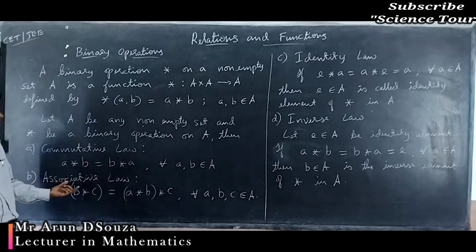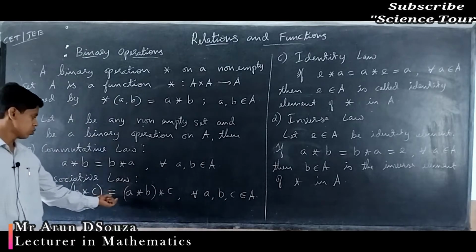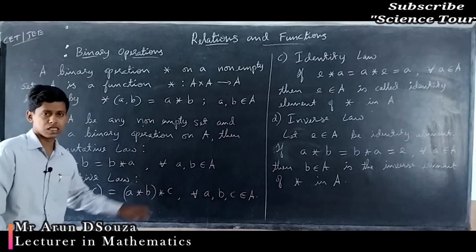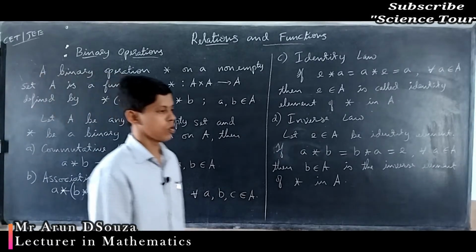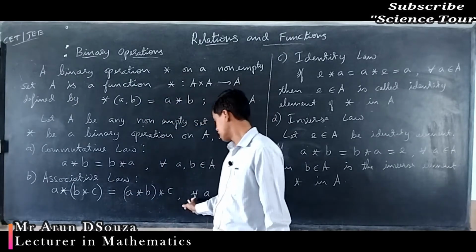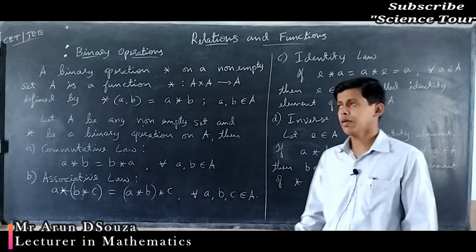Next, associative law: A star B star C is equal to A star B and then star C. So both must be equal, then it is called associative property, associative law. And all these A, B, C are selected from the non-empty set A.